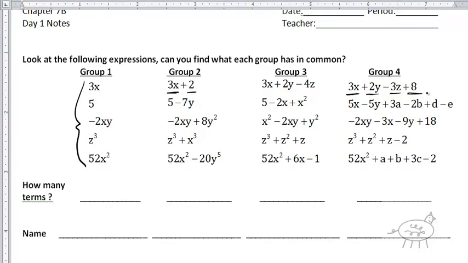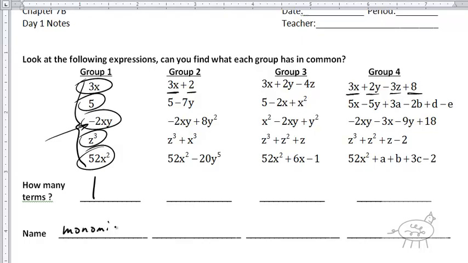All terms are separated by pluses and minuses. If I ask how many terms each of these has, each has one term, because there's no plus or minus between them. You might say, wait a second, there's a negative here, but it's negative, not like 5 minus 2xy. So it has one term. The name for that is a monomial, M-O-N-O-M-I-A-L. Mono means one.